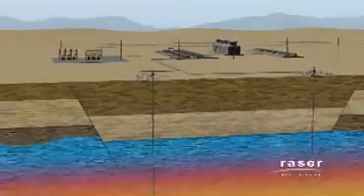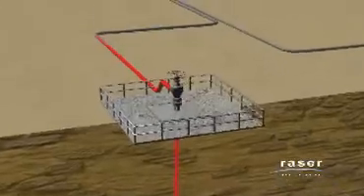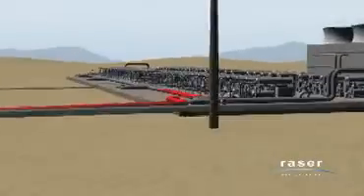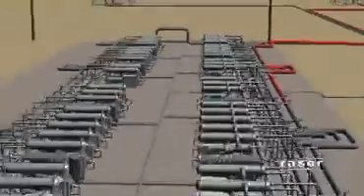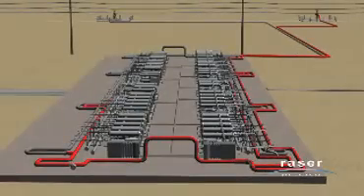Water deep underground is heated by the Earth's natural heat. The heated water is brought to the surface and delivered to Raser's modular power generation array through pipes. The hot well water is then distributed to each of the 50 power generation units in the network in parallel via the large pipes feeding each row of 25 units.